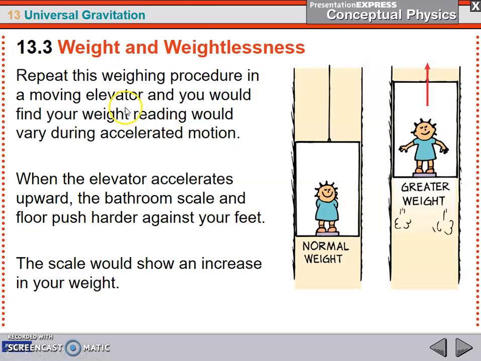Now, repeat this weighing procedure in a moving elevator and you would find your weight reading would vary during accelerated motion. So here's you with normal weight on your scale and in an elevator. You see the box with the cable, and the cable starts to pull you up. So as you're getting pulled up, you're going to see that you have a greater weight. When the elevator accelerates upward, the bathroom scale and floor push harder against your feet. The scale would show an increase in your weight. Does that make sense? Good.